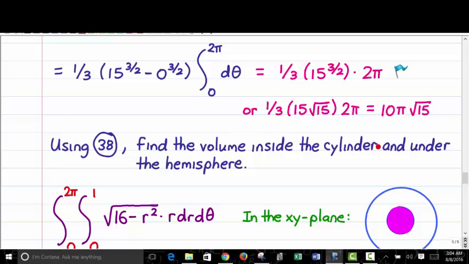Now here, find the volume inside the cylinder and under the hemisphere.